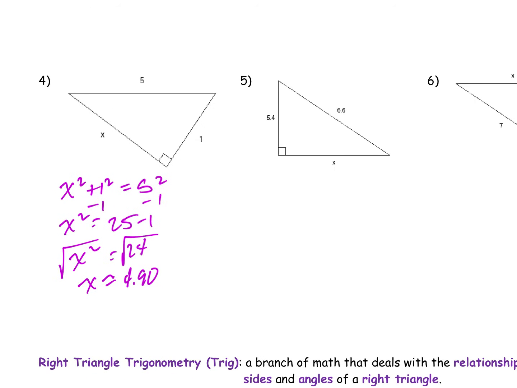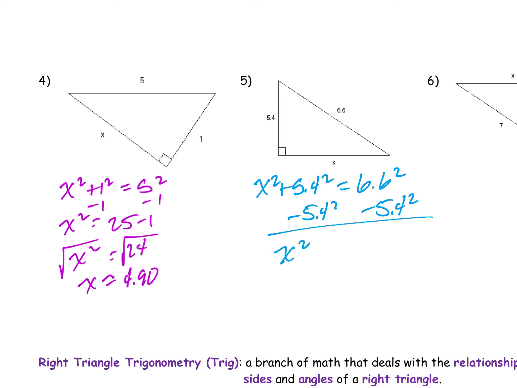Okay, let's see, number 5. X squared plus 5.4 squared equals 6.6 squared. Subtract 5.4 squared. And I get x squared equals 6.6 squared minus 5.4 squared. Square root. And x is approximately going to be equal to 3.79.